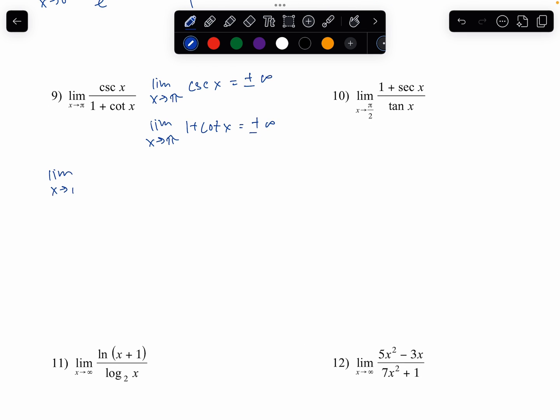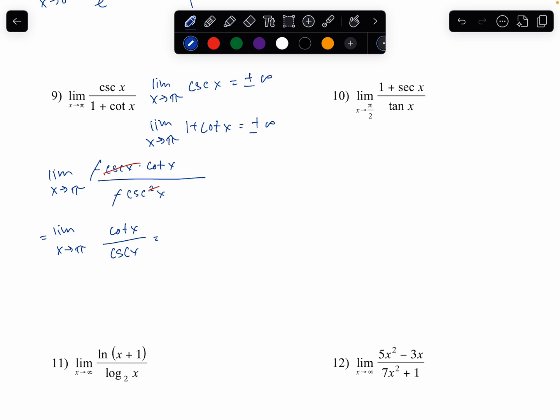So we have the limit as x approaches pi. The derivative of cosecant is negative cosecant of x times cotangent of x. And then the derivative of 1 is 0. The derivative of cotangent is negative cosecant squared of x. And then we can actually cancel out one of those. So then we get the limit as x approaches pi, and the negatives cancel out, so then we'll get cotangent of x over cosecant of x.